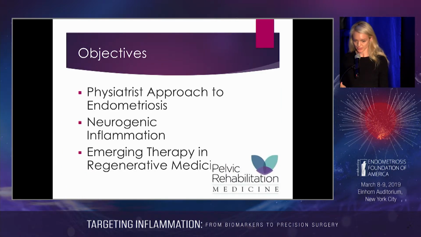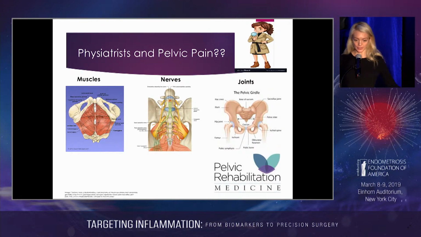Okay, no disclosures. Objectives today: the physiatrist approach to endometriosis, a bit about neurogenic inflammation, and mainly some regenerative medicine techniques from the physiatry approach. So how does a physiatrist approach pelvic pain? We treat the muscles, nerves, and joints of the pelvis. So we look at ourselves as liaisons between the orthopedic and neurology world and the gynecological world.